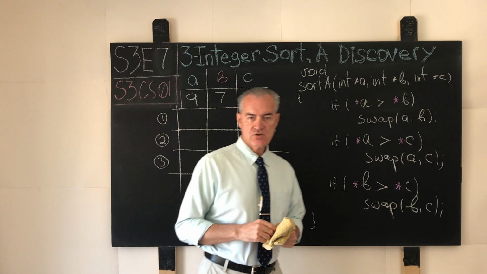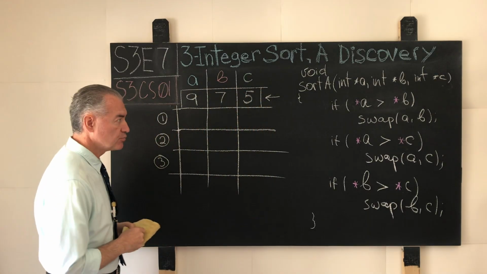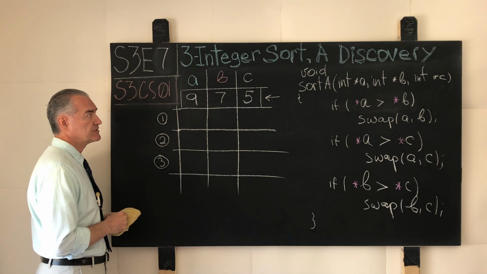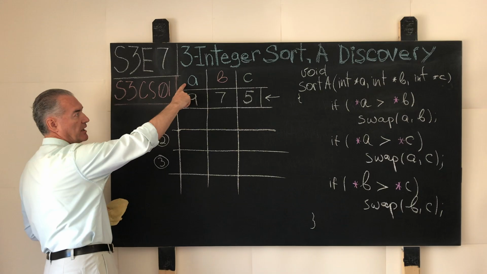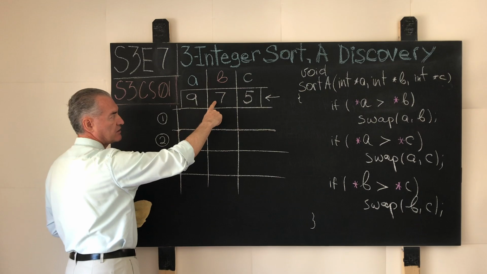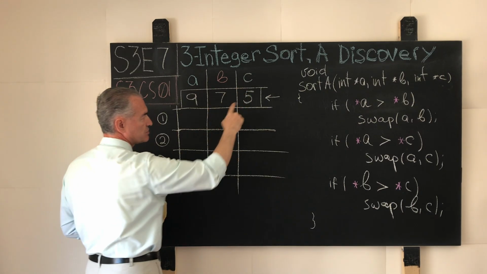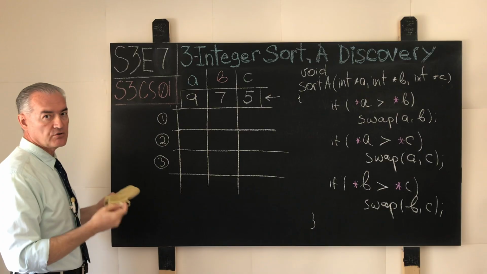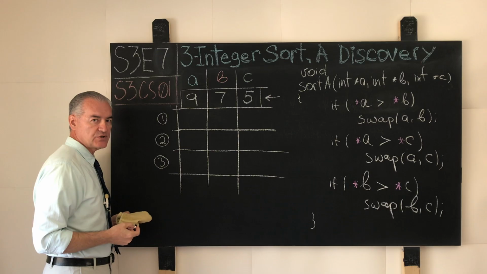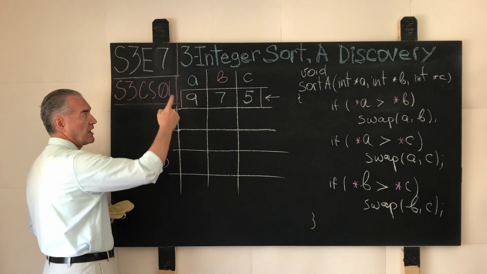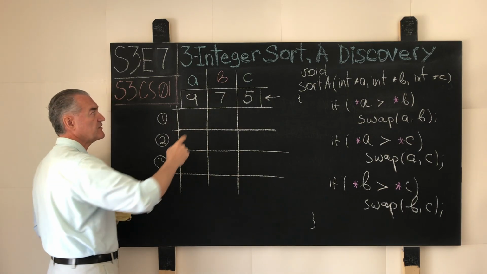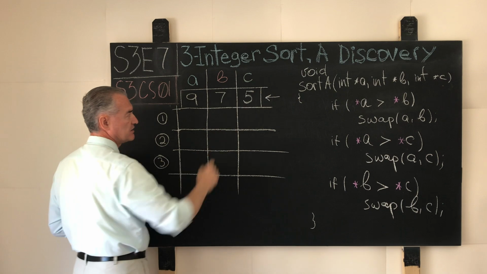For a sample computation, let us assume that the input into our creative three-integer sorting algorithm is the following. The integer A carries the initial value of 9, the integer B carries the initial value of 7, the integer C carries the initial value of 5, and on the output we expect our algorithm to produce the numbers in the following way. A should be 5, B should be what? 7, and C should be 9. So 5, 7, 9 is the expected order.